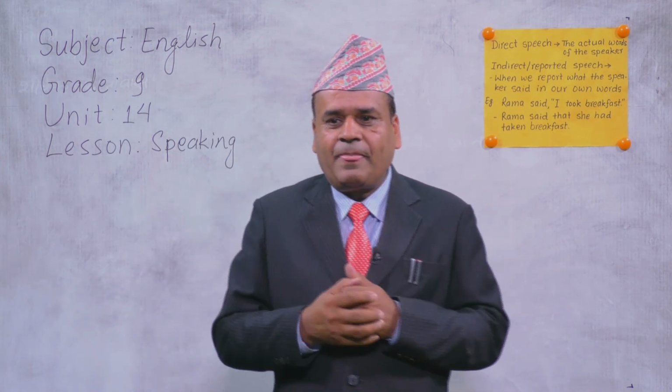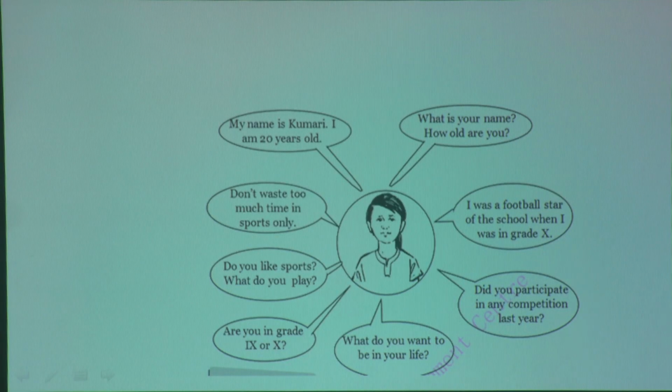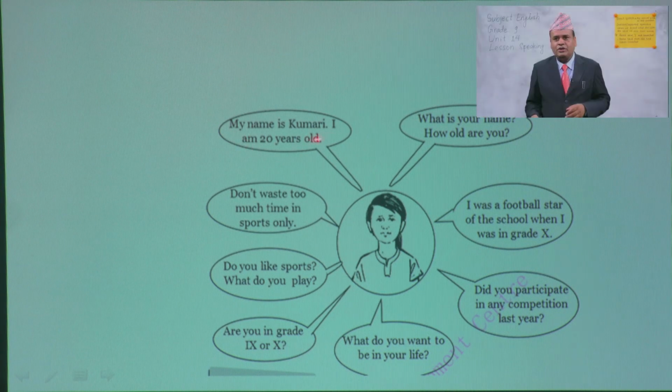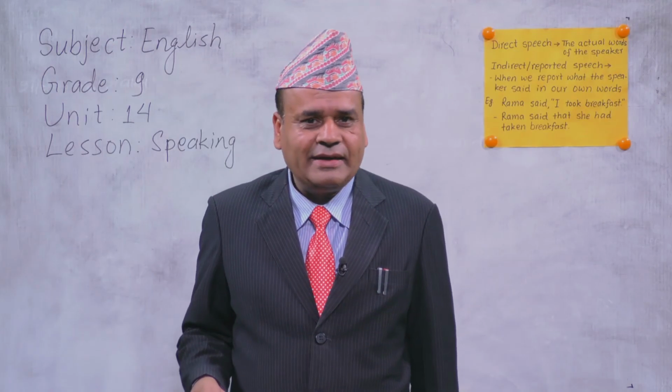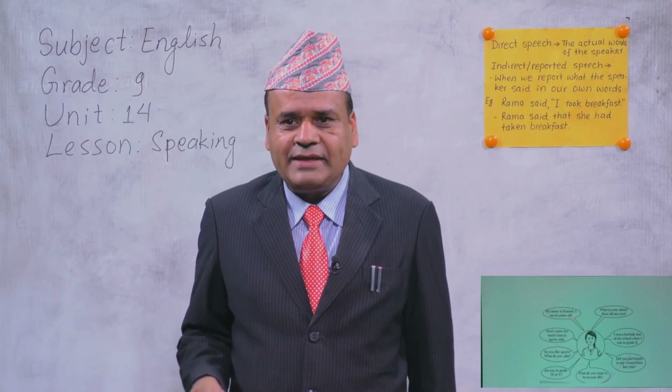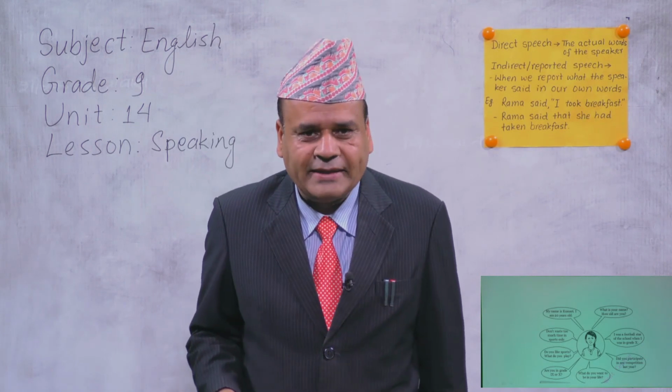So now you see something in the picture. What do you see in the picture? Yes, obviously, you see a girl there. And what's the name of the girl? Can you guess? Yes, she is Kumari. So let's read the first sentence there. In the first sentence, you see, my name is Kumari, I am 20 years old. Is this direct or indirect speech? Yes, this is direct speech because all these sentences are spoken by Kumari.